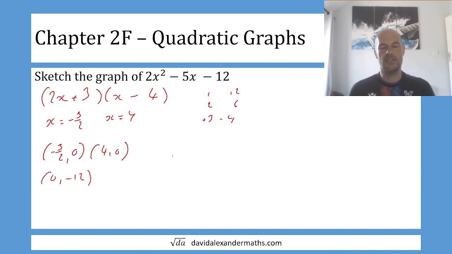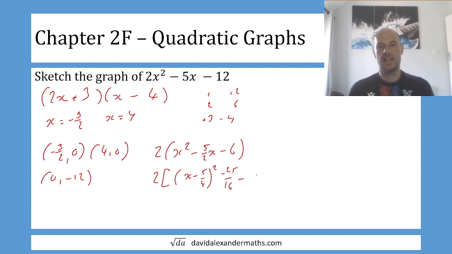And now I'm going to complete the square to get the turning point. I can't complete the square on a 2x squared, so I'm going to have to factor out the 2. So that's 2 brackets x squared minus 5 over 2 x minus 6. So that's 2, big bracket, little bracket, x minus half of 5 over 2, which is 5 over 4, squared, minus 25 over 16, take away 6.